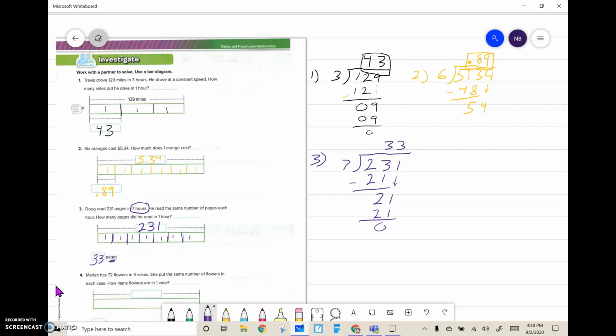So again, we're going to use division and divide 7 into the 231, and we go through some longhand division here. Some of you might have used a calculator. It's good to practice your longhand division because that is a requirement. We do need to know how to do that, so we are going to spend some time this year focusing on longhand division. We ended up with a result of 33. So at the end of 1 hour, Doug has read 33 pages.